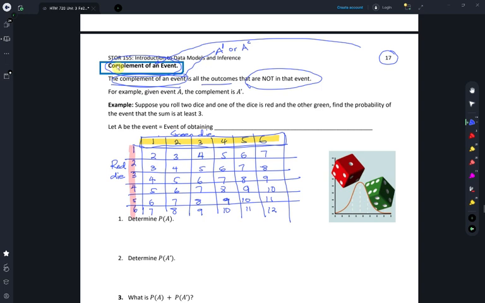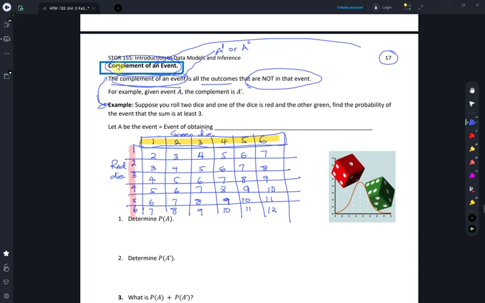event A itself. You can think of it as the opposite scenario, so that if A is the event that an even number turns up when you throw a die, the complement of that event will be all outcomes that are not in event A, namely odd numbers. So let's take an example to drive this home even further.